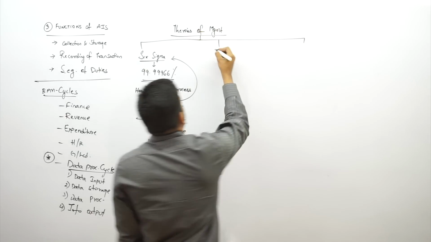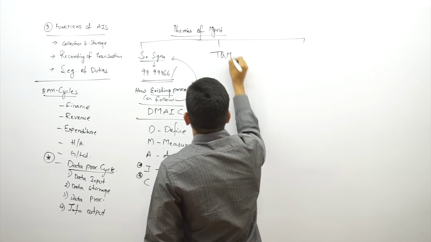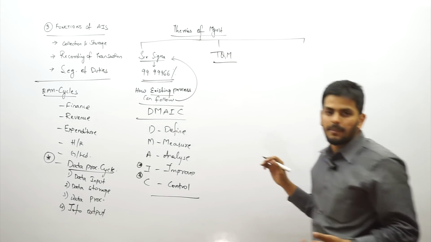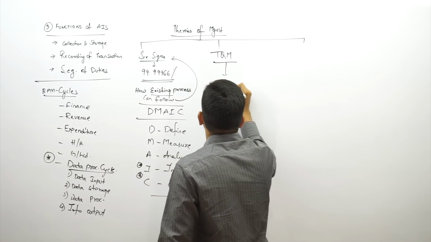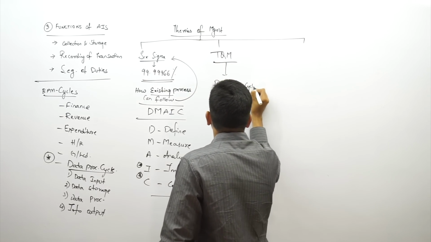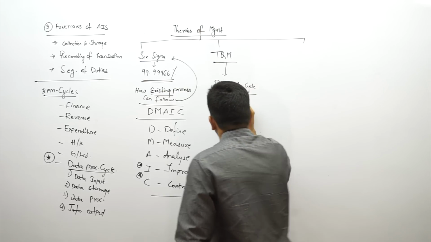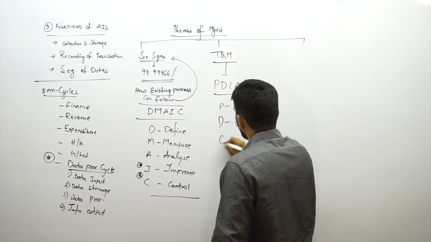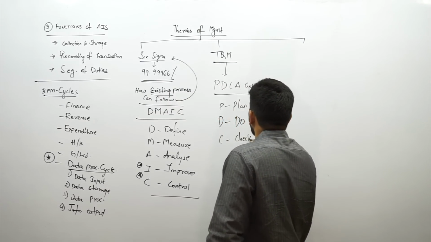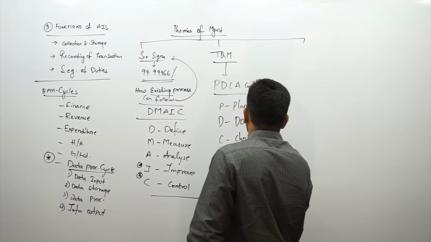Then let me move on to the second theory of management, called total quality management, where quality is the prime point of focus. TQM follows something called the PDCA cycle. What is the PDCA cycle, guys? P for plan, D for do, C for check, and A for act.